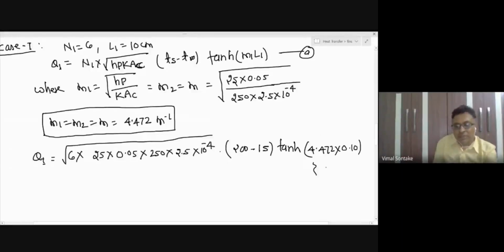The value of m is in per meter and the unit of L is meter, so this will become unitless. mL is actually unitless, and we can take tan, tanh or sinh of only a unitless parameter. So this way you remember the unit.